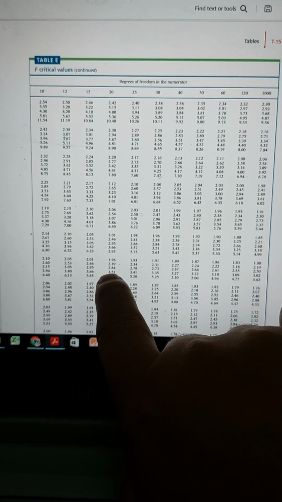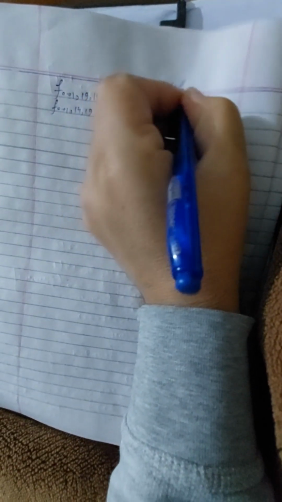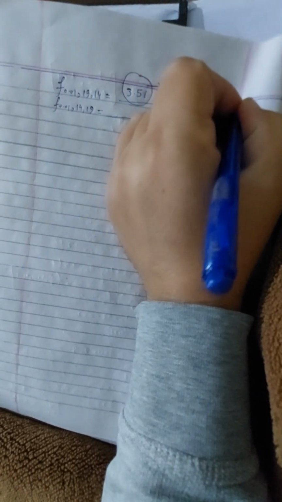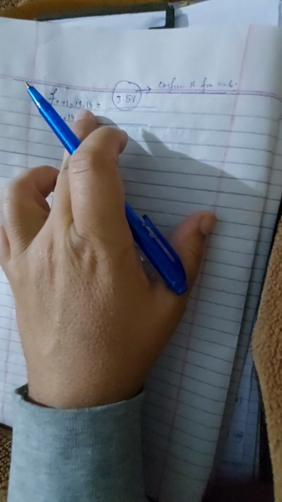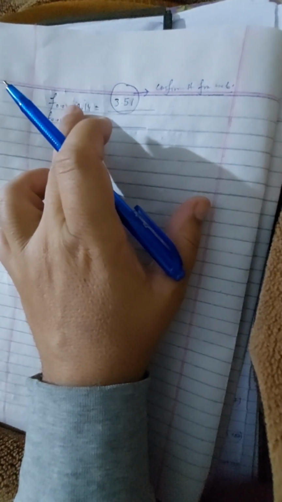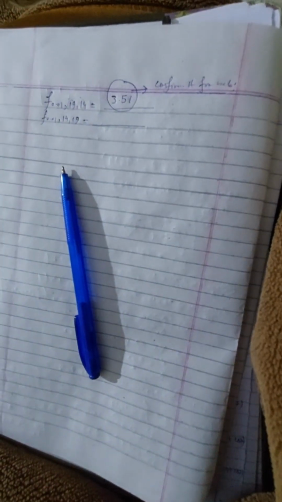Let's confirm it from the web, or using a scientific calculator, we can also find this value. So let's first confirm it from the website, because we got it for 20 and 14. We didn't get it for 19, we got it for 20 and 14. I hope that the value for F of 0.01, 20, 14 is equal to F of 0.01, 19 and 14. So let's see.